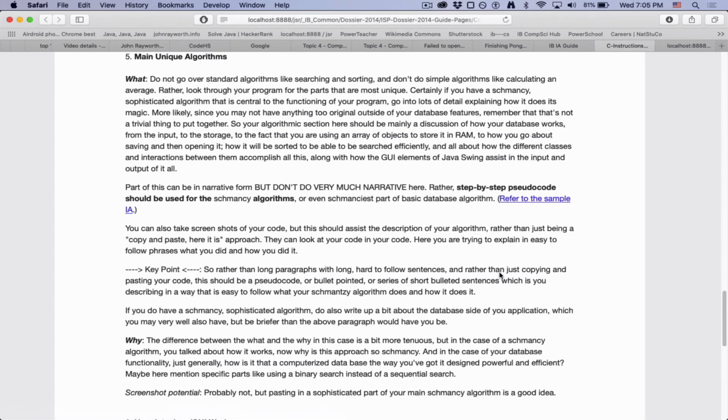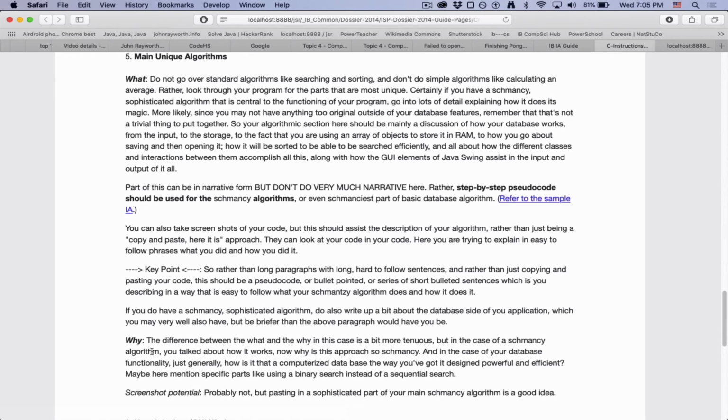And you can do them very close to Java. You can do them very close to English. You can do them any way you want, right? Pseudocode is pseudocode. But take the one or two or three more sophisticated parts of your program and talk about it, why it works, how it's cool, and list the pseudocode.